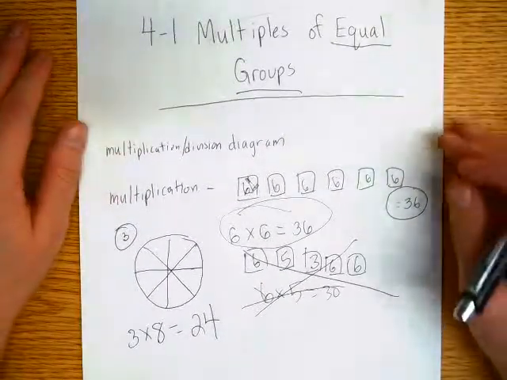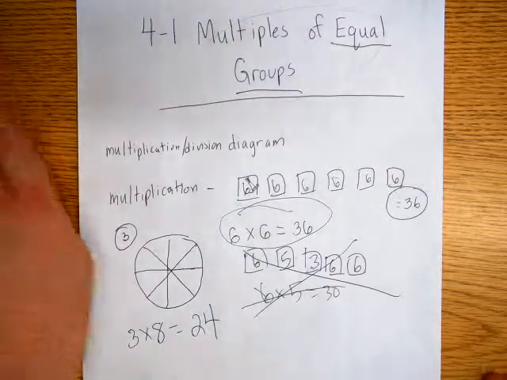This is lesson 4.1, multiples of equal groups, the parent help video for grade 3 Everyday Math.